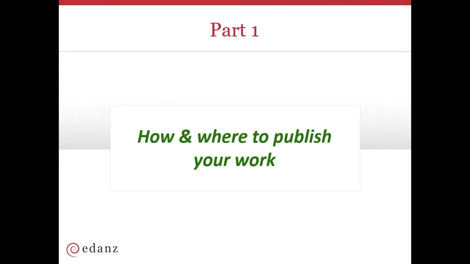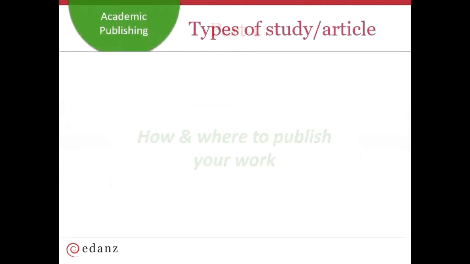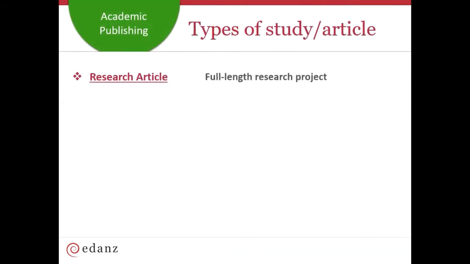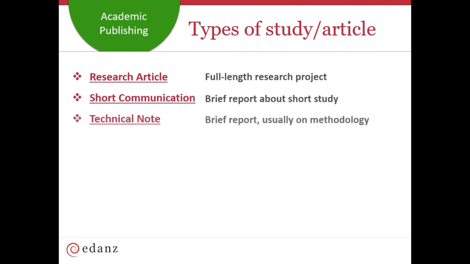First, let's look at some types of article commonly found in an academic peer-reviewed journal. Research or original articles describe full-length research studies. Short communications report short or pilot studies. Technical notes are often about a new or improved method, and reviews are a summary of a topic based on a selection of papers or a systematic database search.